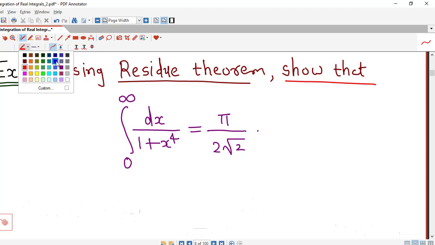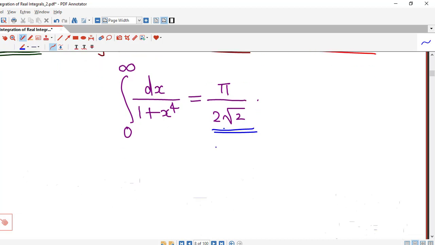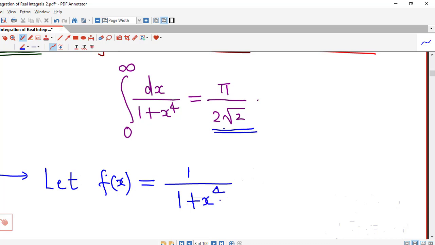Now we start evaluating this integral. Here answer is already given. We have to show that value of this improper integral is pi over 2 root 2. So first we denote given function by fx. Let fx equal to 1 over 1 plus x raised to 4.